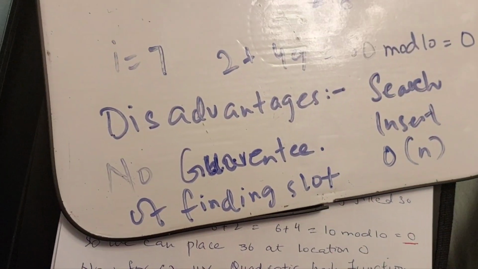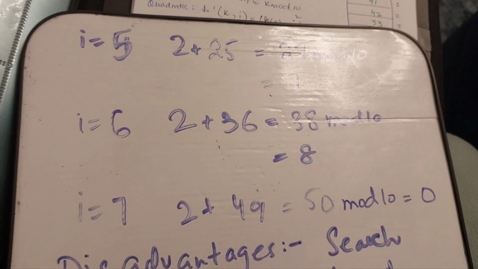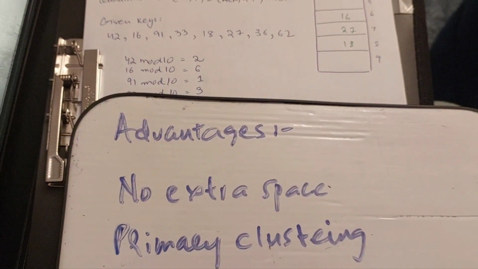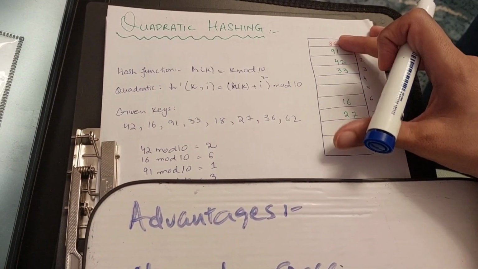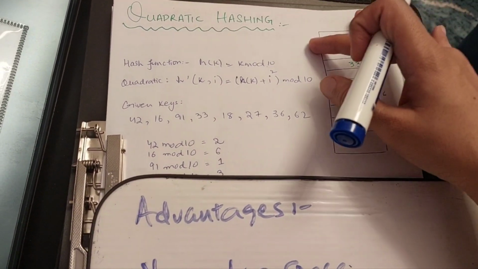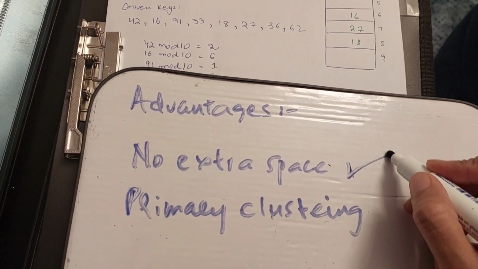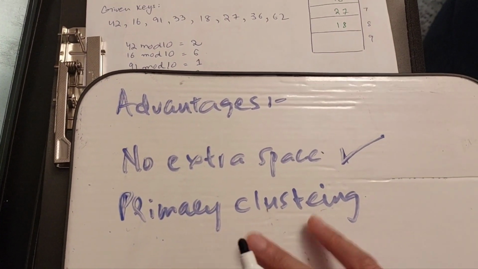And if I talk about advantages, then what do you think? What are the advantages? Primarily, it has two advantages. It does not need any extra space. You can see that you have filled this 36 in the same space, in the same data structure. You're not making any linked list. So this is one advantage of quadratic hashing. And it is not doing any primary clustering.